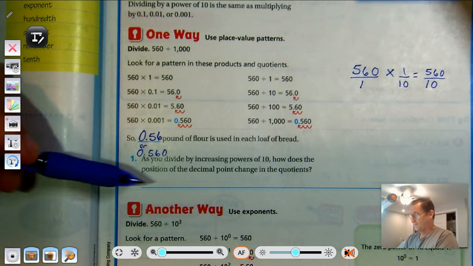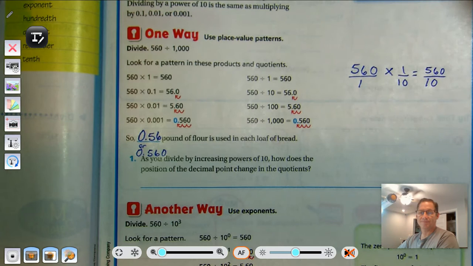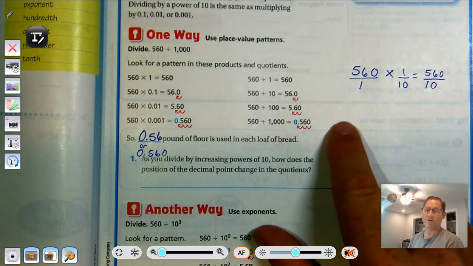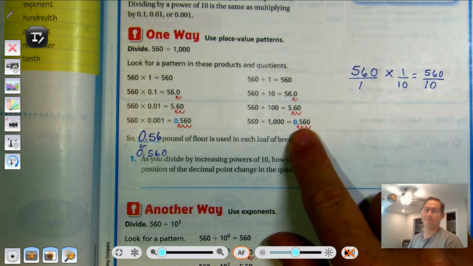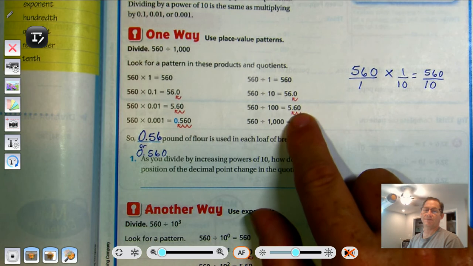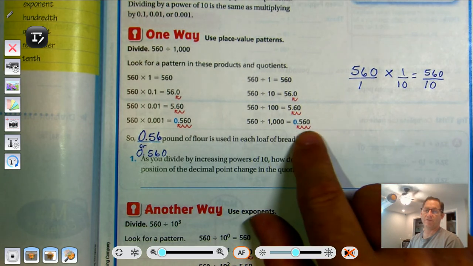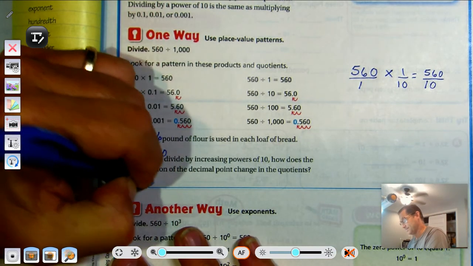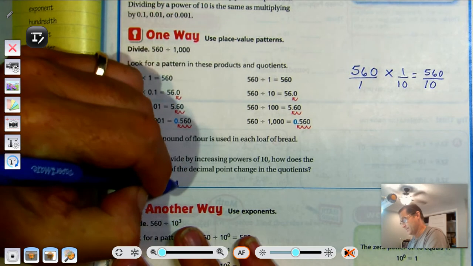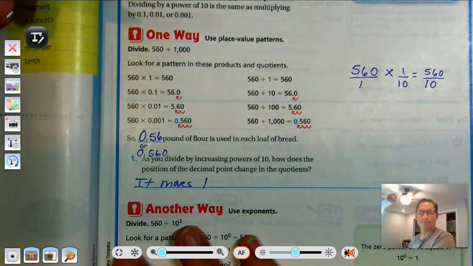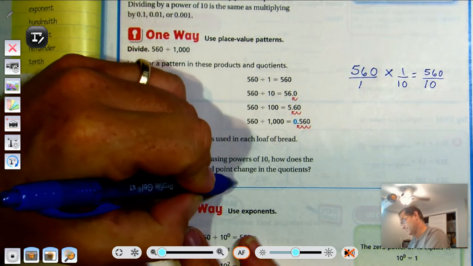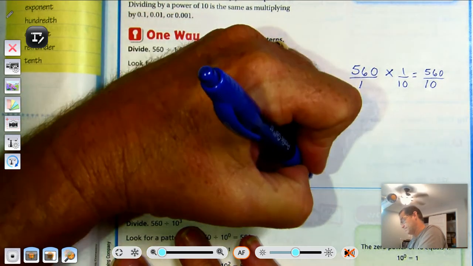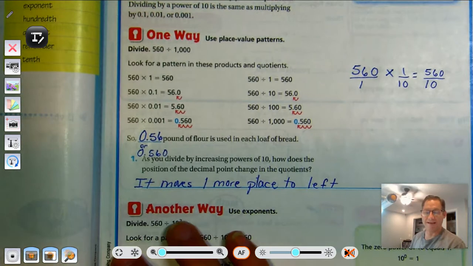So what are we doing? As we divide by increasing powers of 10, how does the position of the decimal point change in the quotient? What's happening every time we increase by a power of 10? Here we moved it one place to the left. Here we moved it 2 places to the left. Here we moved it 3 places to the left. So the decimal point moves one more place to the left for each increasing power of 10.